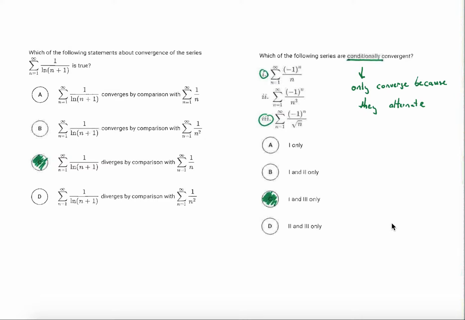Which of the following series conditionally converges? So conditionally, we know we're looking at an alternating series that wouldn't converge unless it was alternating. If you look at 1 and 3, 1 over n and 1 over the square root of n would diverge, but since they're alternating, they do converge. So we call that conditionally convergent.